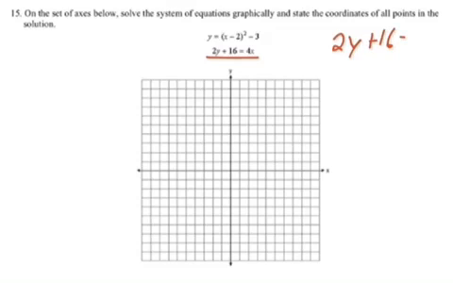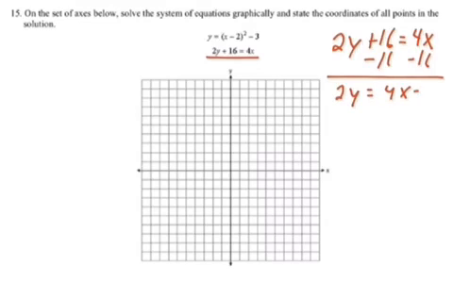In order to do that, you need to bring the 16 over to the right by subtracting 16 from both sides. 2y equals 4x minus 16. The 2 is connected to the y by multiplication, and the opposite of multiplication would be division. So divide all parts by 2. y equals 2x minus 8 is going to be the equation of your line.